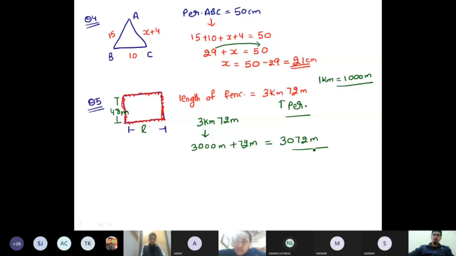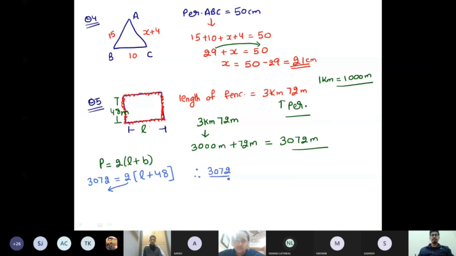Okay. Now what we have to do? We have to find out the length. See, the perimeter formula is 2(L + B). We know this formula. Just put the value now. It is 3072. This 2 as it is. Length we don't know. Breadth is 48. Now see, this 2 is in multiplication. When it goes here, it will be in division. So I can write it like this: 3072 divided by 2 is equal to length plus breadth, which is 48.